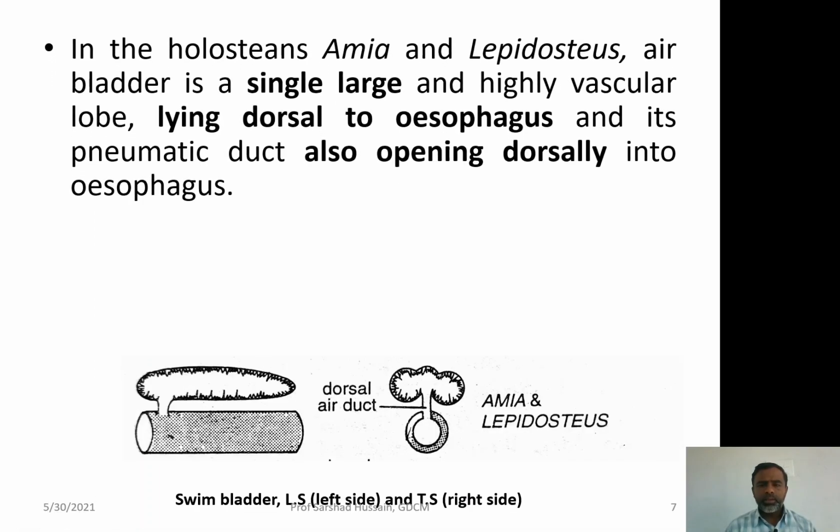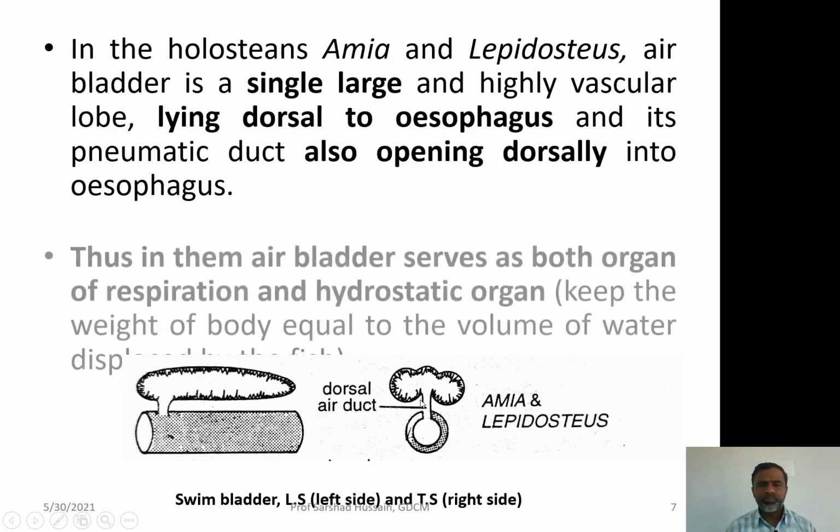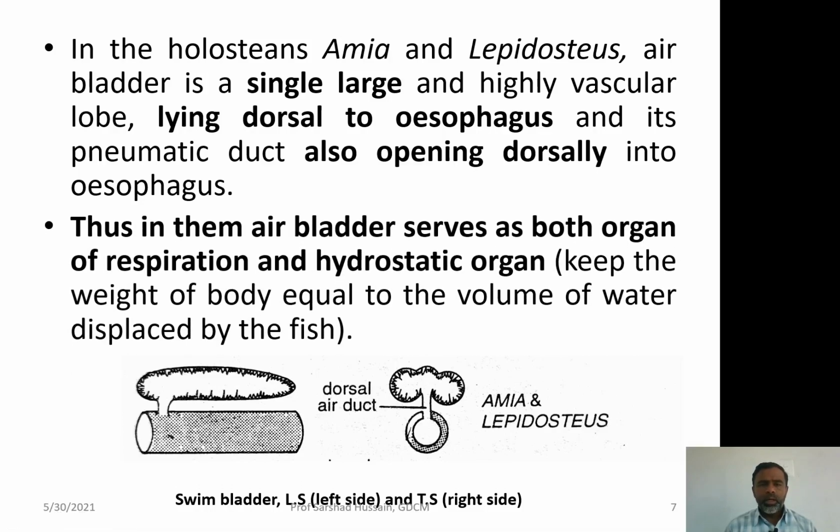Then you look at Amia and Lepidosteus. Here again the swim bladder is single, but very large, and it is attached to the dorsal side of the esophagus and opens to the esophagus with the help of a duct. Thus, in Amia and Lepidosteus, the air bladder serves as both an organ of respiration and a hydrostatic organ.